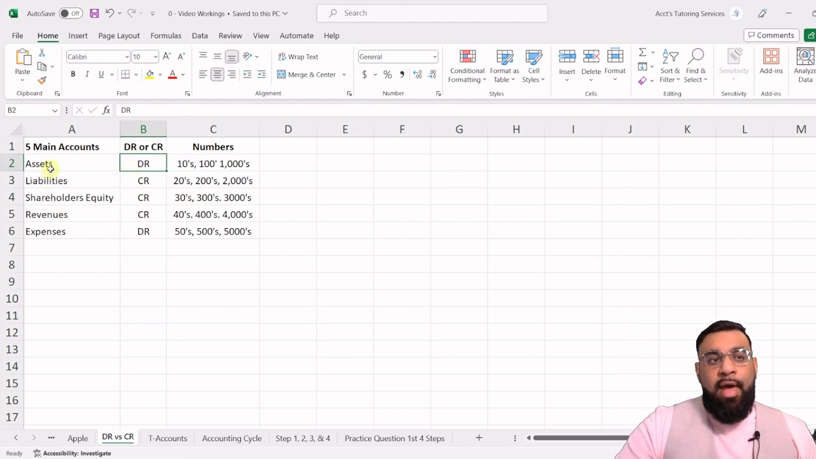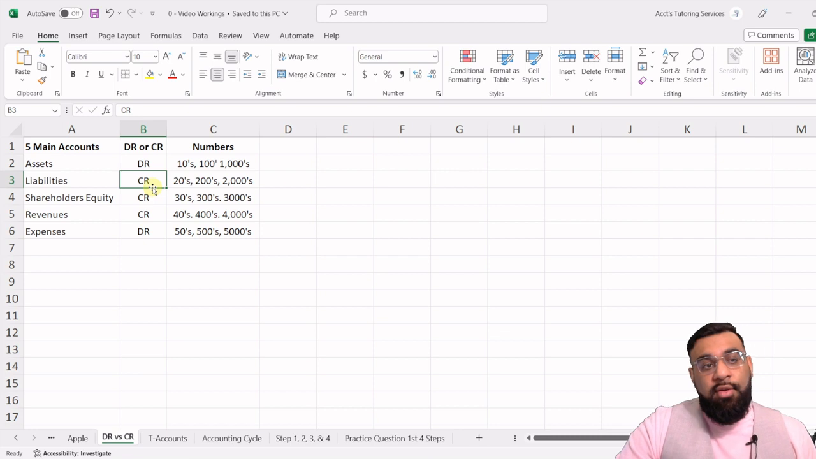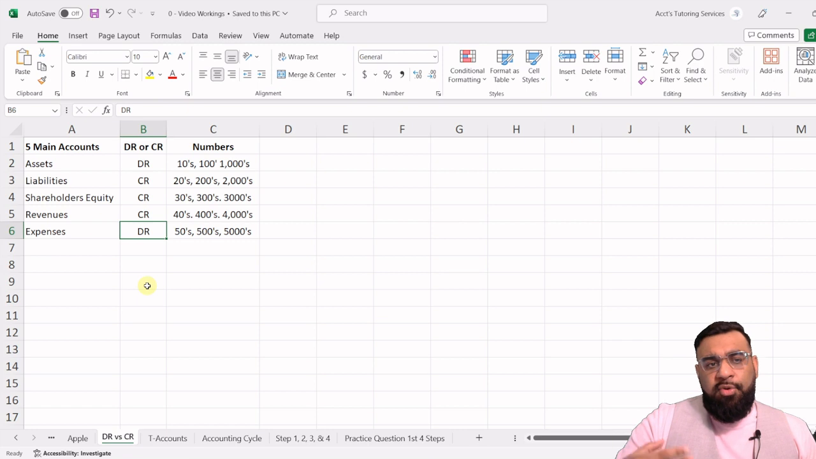So asset is a debit account, liability is a credit account, meaning on the credit side it increases, on the debit side it decreases. Shareholders' equity is also a credit account, revenue is also a credit account, and expense is a debit account. And so the thing is, when it comes to debits and credits, for now it's very confusing. So for now, I just want you to kind of memorize it. Asset is debit, liability is credit, equity is credit, revenue is credit, expense is debit.